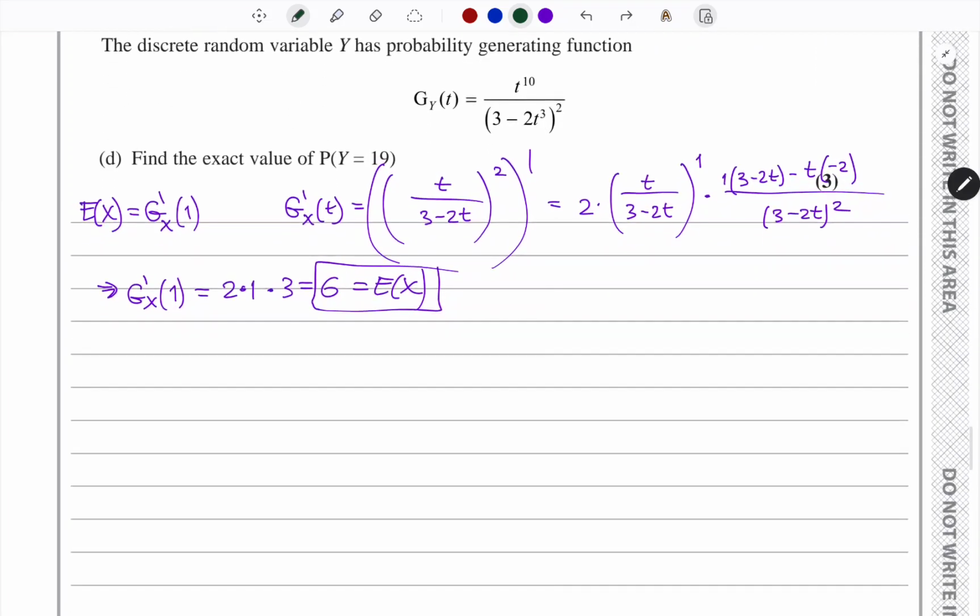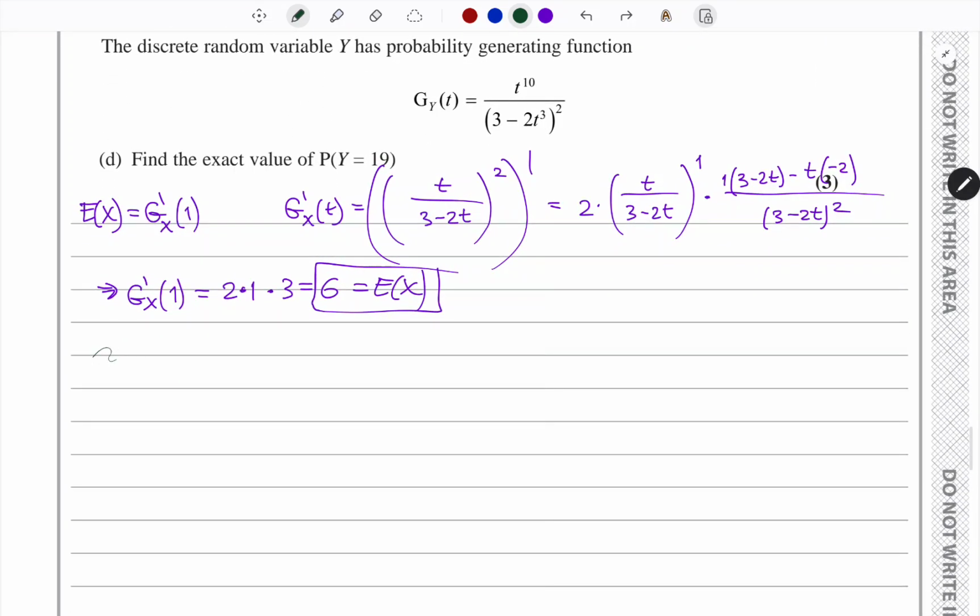Okay, variance. To find variance, we have to find the second derivative of g at t. I think I have to simplify it. So the denominator is (3 minus 2t) cubed. It's non-negotiable. So let's open the brackets. Oh, it's just 3, because minus 2t and plus 2t disappear. It's just 3. 3 times 2t is 6t.